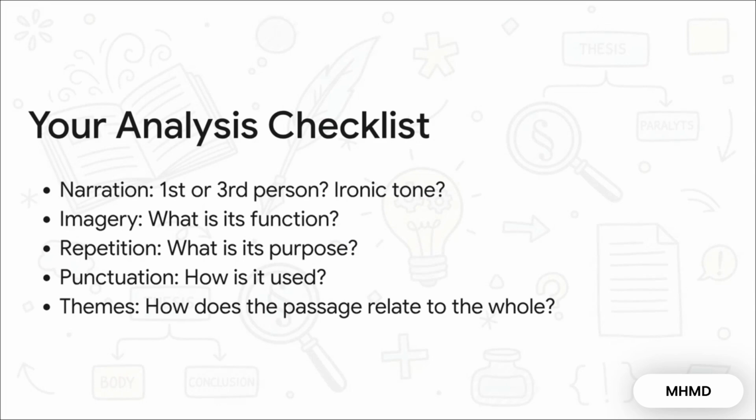Feeling a bit overwhelmed? Just use this as a checklist. As you're looking at a passage, ask yourself these things. How does the point of view shape our understanding? What is the function of that image that keeps popping up? Why did the author use a dash there instead of a period? Every answer is another piece of your analytical puzzle.